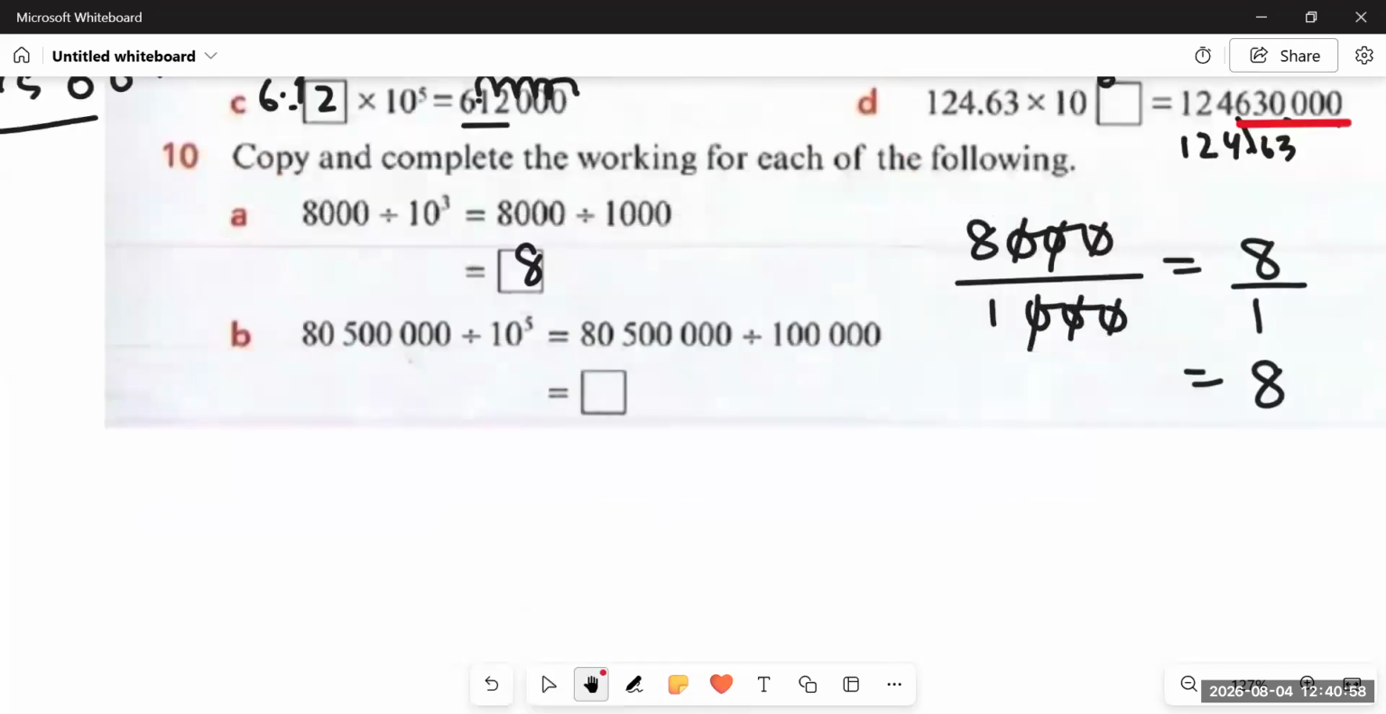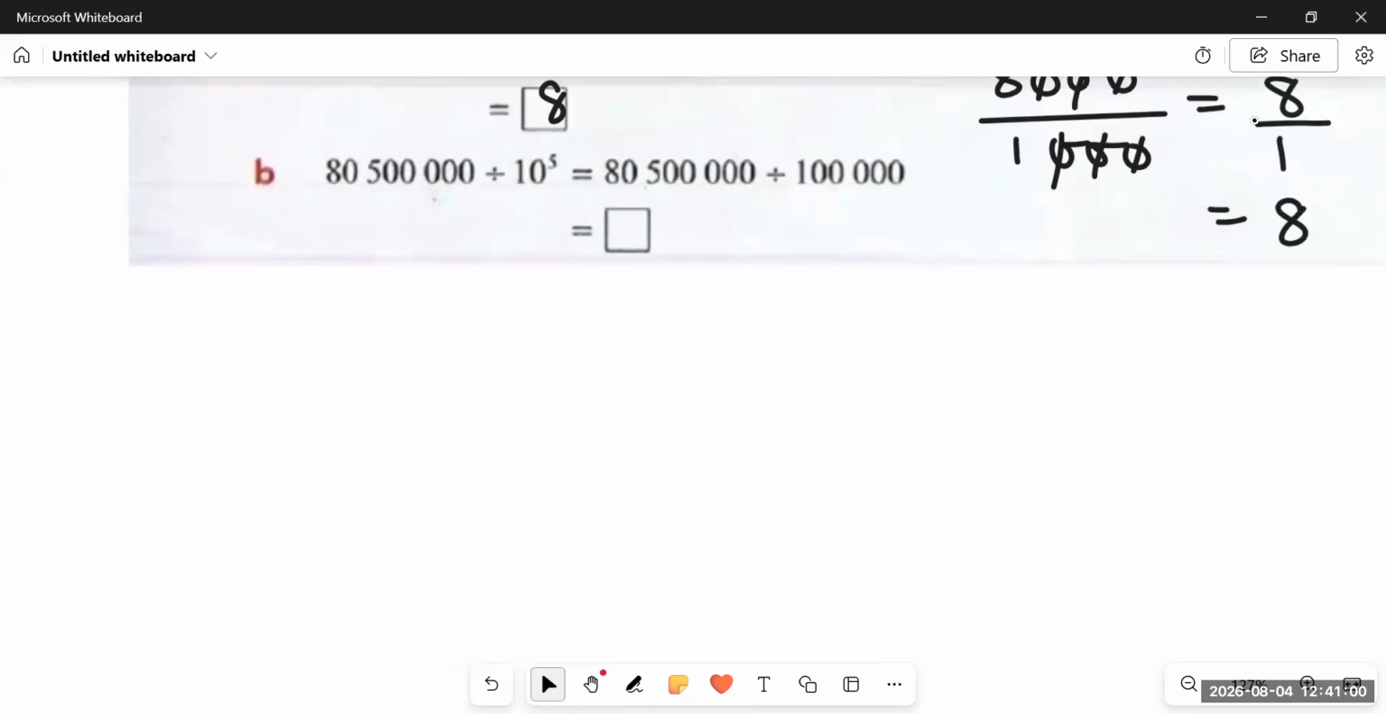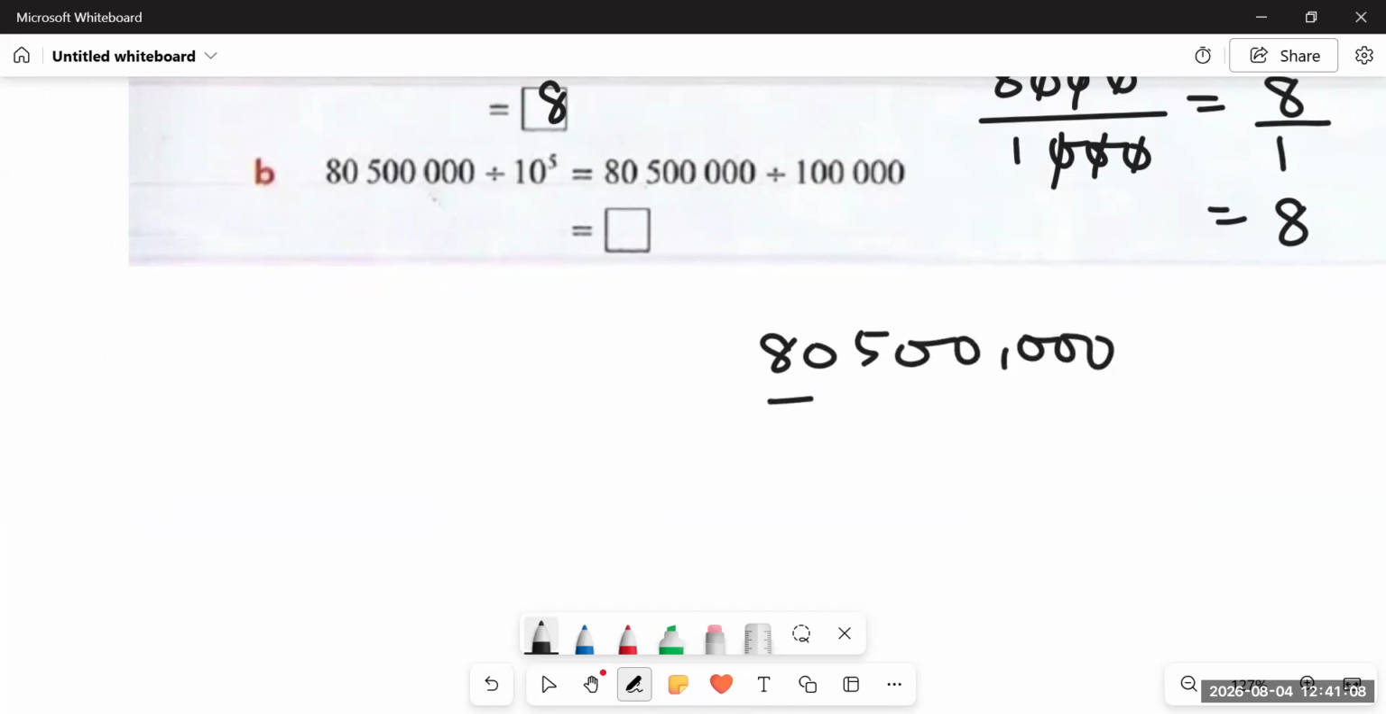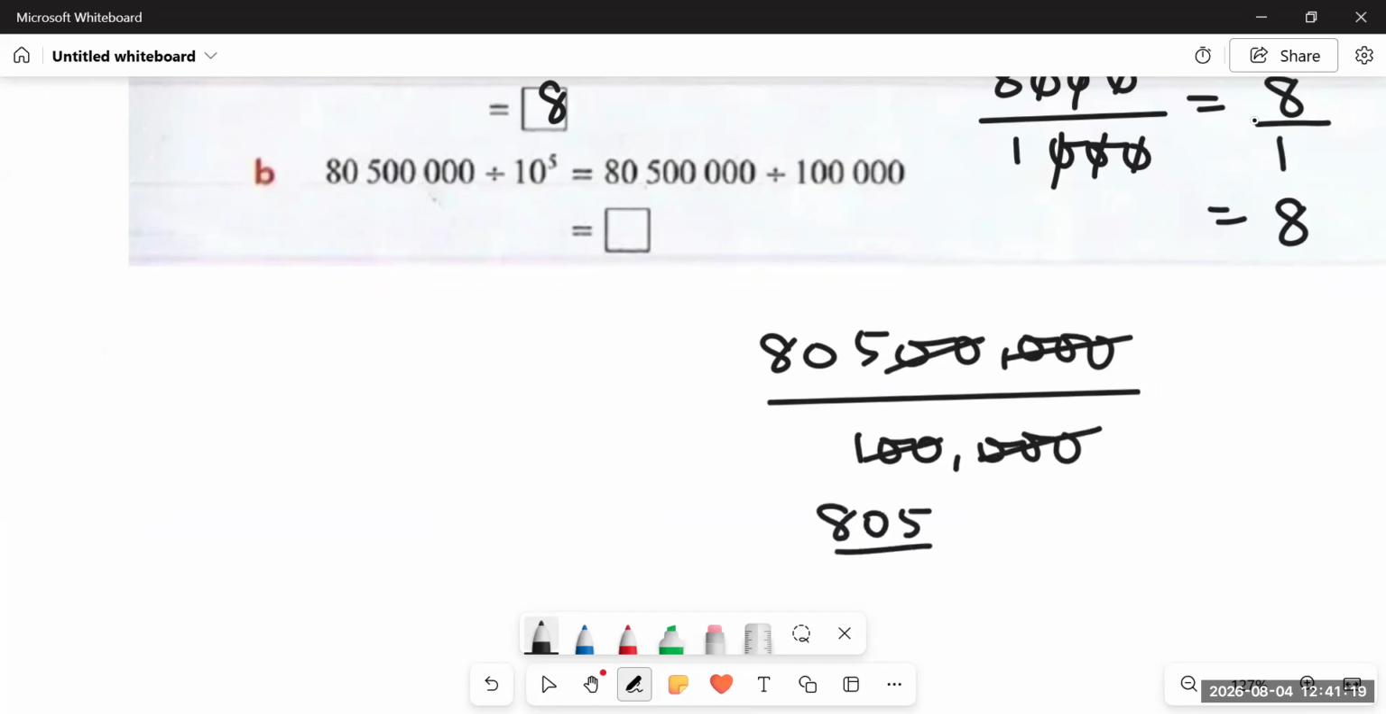Same thing in part B, 8,050,000, and upon dividing it by 10 power 5, which is 100,000, we will cross out 5 zeros. 3 zeros cross 3 zeros, 2 zeros cross 2 zeros, and we are left with 805 over 1, which is 805. Because we have 1 in the denominator of a whole number.